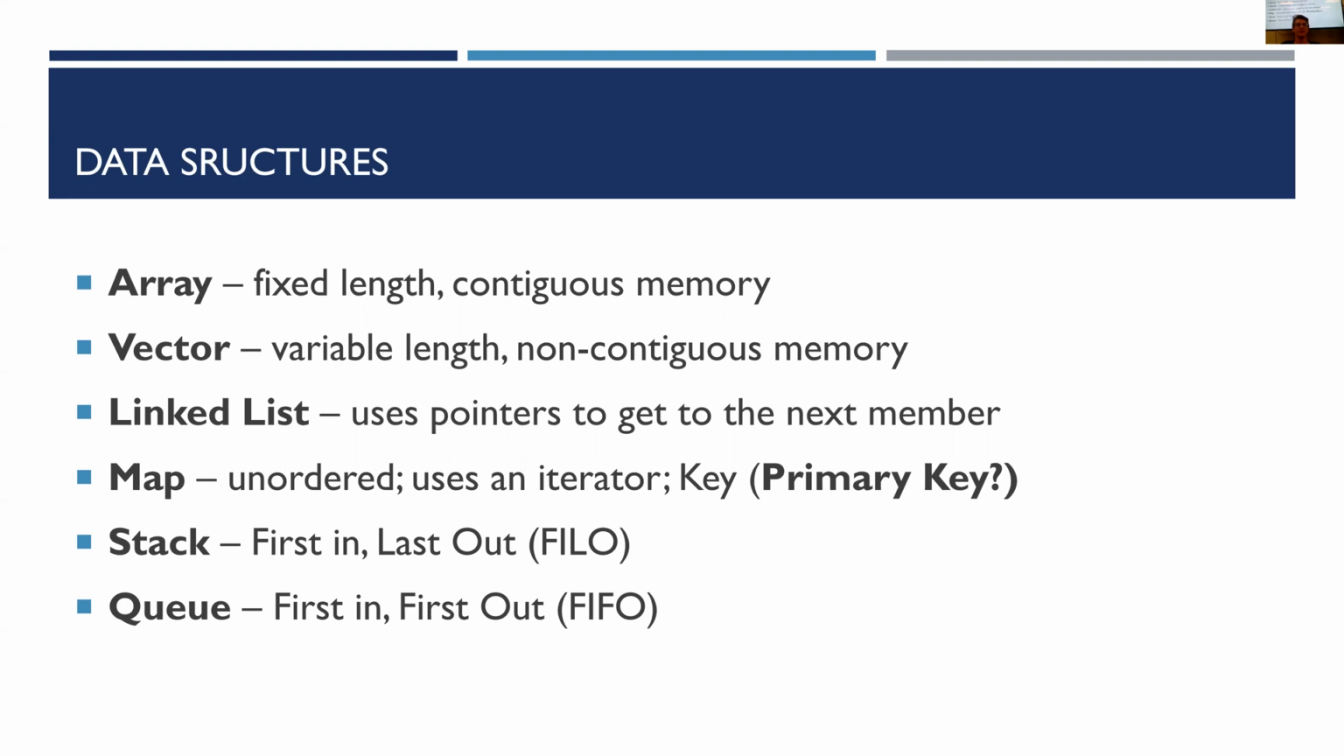Then we have vectors, they're variable length and they're non-contiguous. Like I said, basically everything but arrays is non-contiguous. Linked lists, I'm sure you guys know a thing or two about linked lists. Obviously we do linked lists as project one, but it's basically where you have a node, which is an object that points to another object in that line.